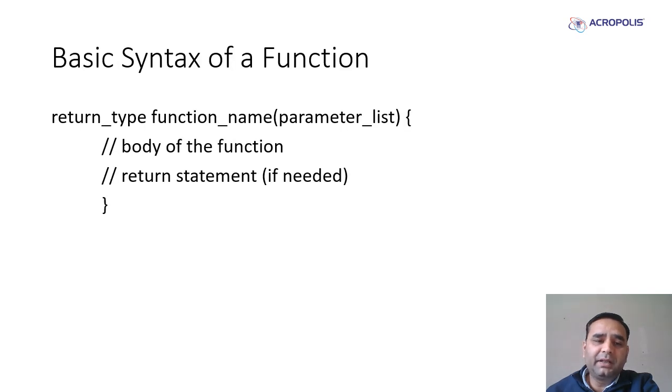So this is the basic syntax. We have the return type, then the function name, then the parameter list, and then the body of the function, which is called the definition of the function. In this definition, we write the code for the task that we want to perform with that function.